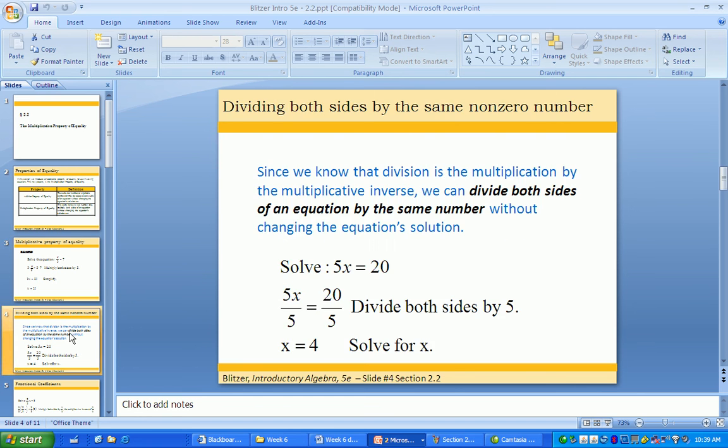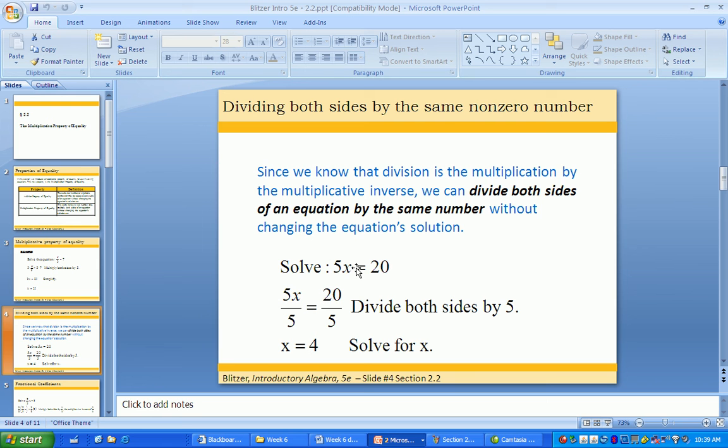Now dividing both sides by the same non-zero number, we have to use this whenever we have a variable that is not a fraction. So sometimes we'll have a situation like this: 5x is equal to 20. Here the 5 is our coefficient. We need to get rid of it. We need to get a 1 in front of the x so we can get our solution. Well, this is the same thing as multiplication, but we're using division.